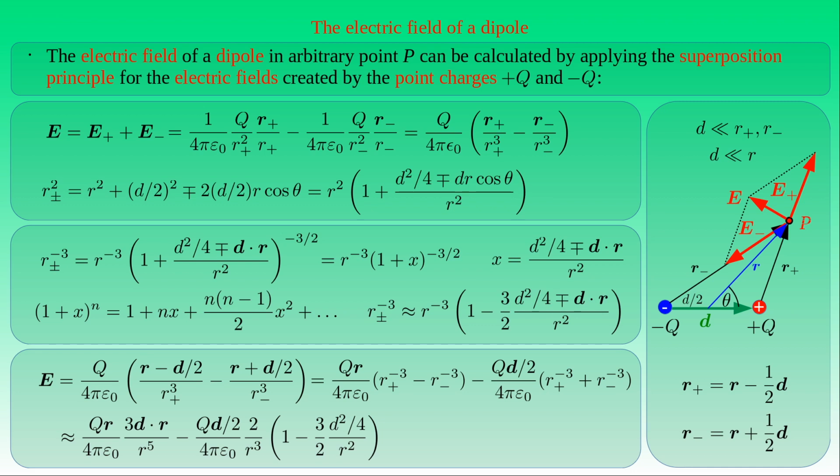Let us inspect the second term. We see that the second term in the parentheses is proportional to d squared over r squared, which is negligible with respect to 1. Therefore we will keep only the first term in the parentheses and drop the second one. As a result, the approximation of the electric field created by a dipole is given by 1 over 4 pi times epsilon naught, times the ratio of 3 times the scalar product of the vectors p and r to r to the 5, minus 1 over 4 pi times epsilon naught, times the vector p divided by r cubed.